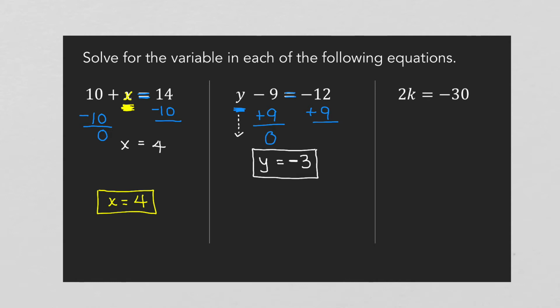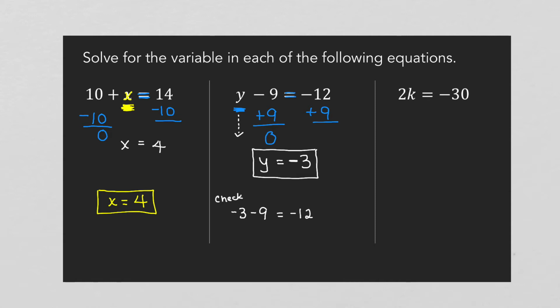Let's check our answer just to be sure, because that one's a little different looking. So I'm just going to write down that I'm going to check my answer. If I put negative 3 in place of y, I have negative 3 minus 9, and sure enough, we know negative 3 minus 9 is negative 12.